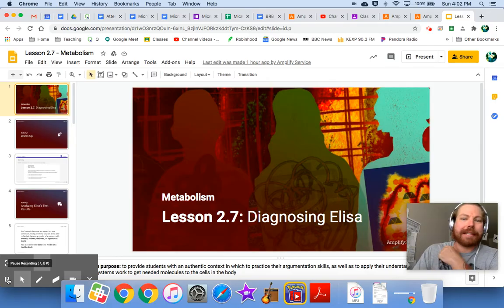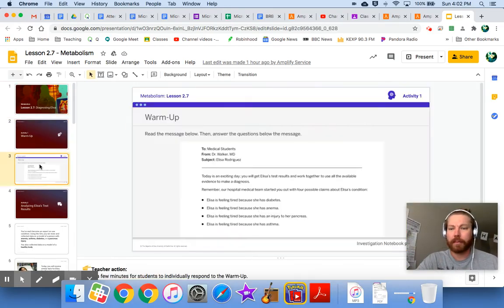Metabolism 2.7, Diagnosing Elisa. Ooh, exciting day, diagnosing Elisa. Finally, we get to find out what's going on. And the good thing about that is then we'll know what we can do to help her, right? So first thing, as always, we got our warm-up and we have some information from Dr. Walker. Let's go ahead and read it.